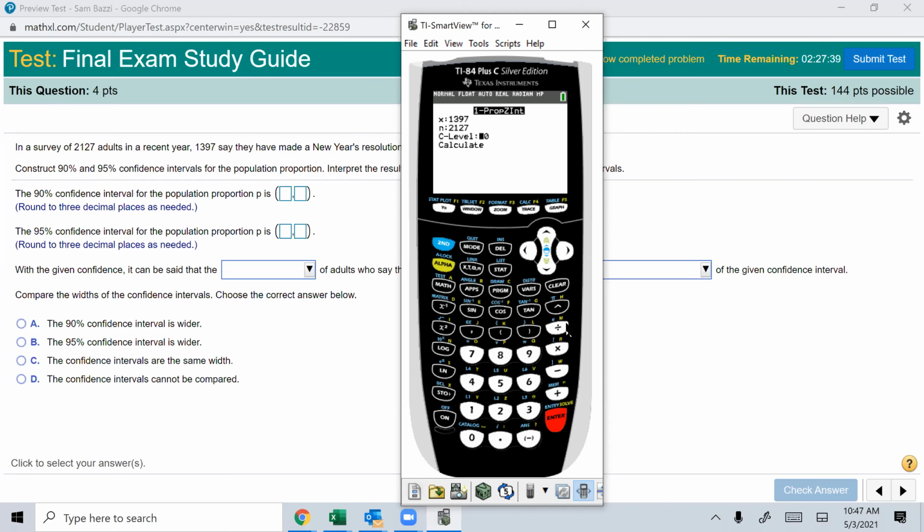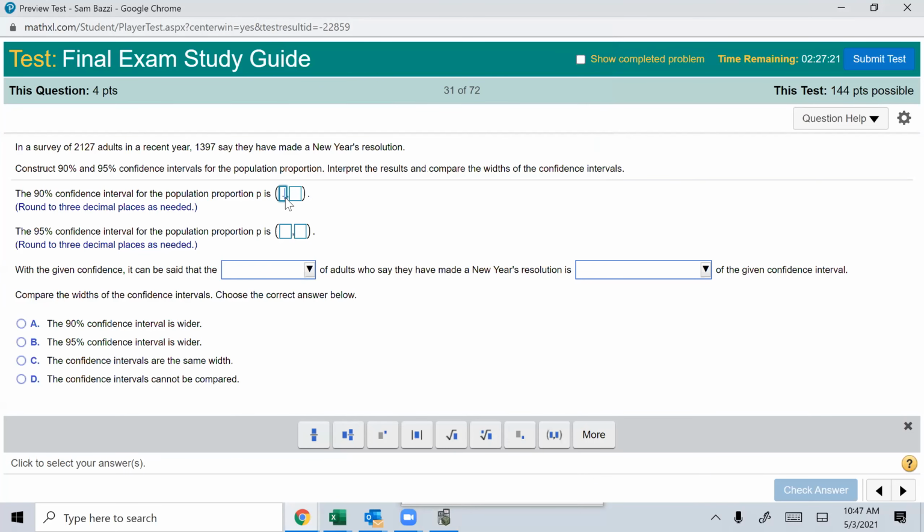Confidence level, he wants the 90. We'll do the 90 and then you go back and do the 95%. Okay. So he wants 3 decimals. So it will be 0.640 and 0.674. Then you do the 95%.